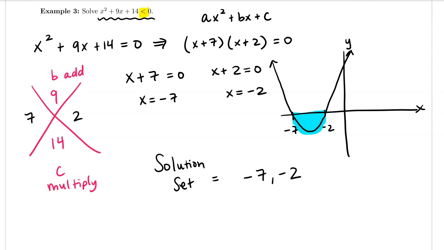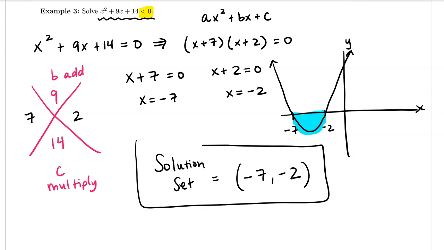But we want to know when our output values are less than 0. So that means that we are not going to include our endpoints, and on our interval, we want parentheses on our endpoints. So our final answer for example 3 is the open interval from -7 to -2.